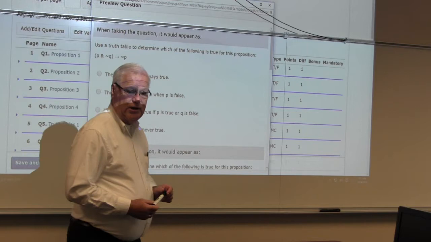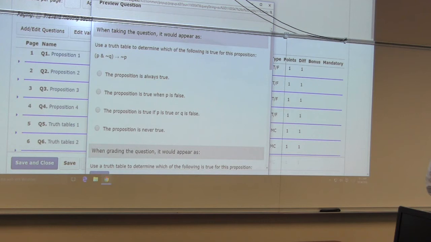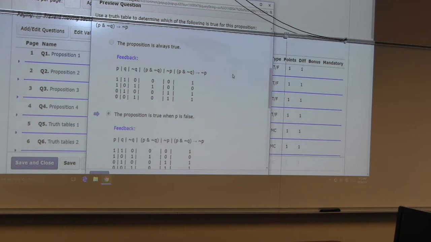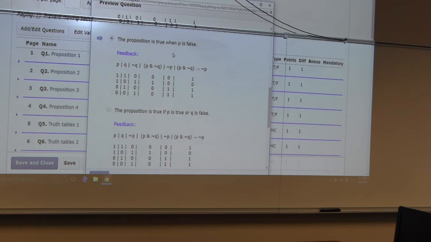Okay. All right. And then I believe the way that we put the answers in here, we actually show the truth tables, right? But the proposition is always true is not right. Proposition is true when P is false. Here's where P is false, proposition is true. So that would be your answer.